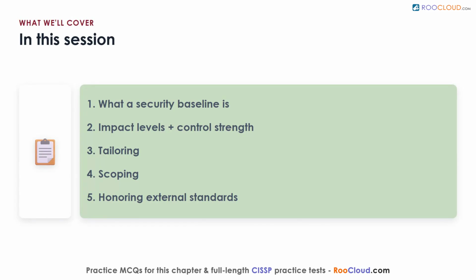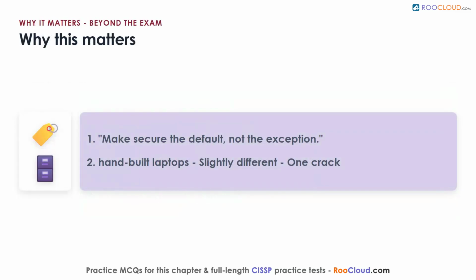We'll answer several questions. What is a security baseline? How do impact levels shape the controls you pick? What is tailoring? What is scoping? And why must you still honor external standards? Why does this matter beyond the exam?